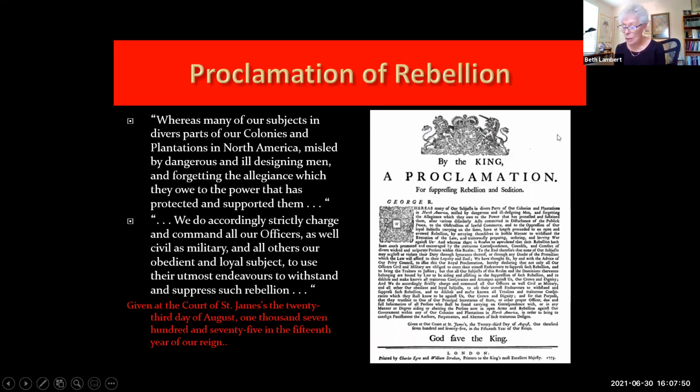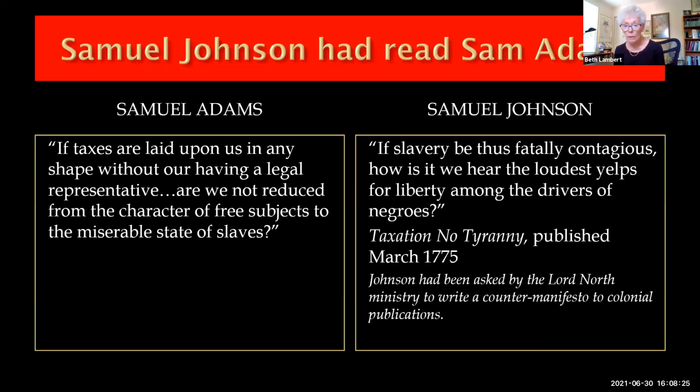So what happened was the proclamation of rebellion was issued by the king. "Many of our subjects in diverse parts of our colonies and plantations in North America, misled by dangerous men..." Then the proclamation by the king strictly charged all our officers, civil as well as military, to use their utmost to suppress rebellion. So at this point, they considered the colonists in rebellion.